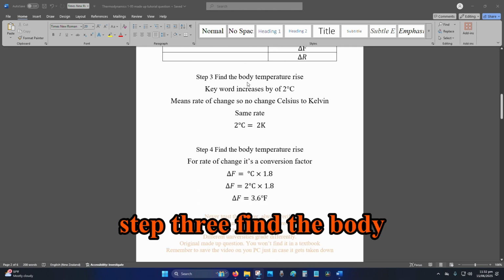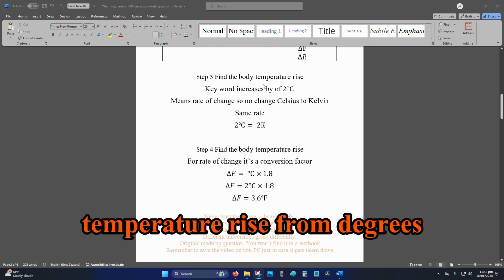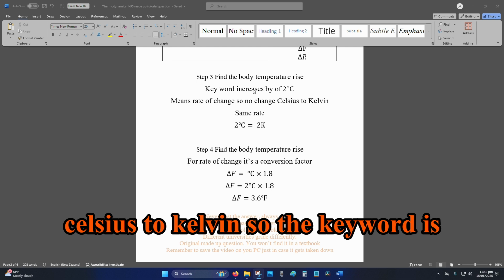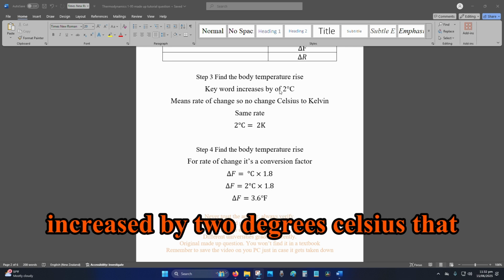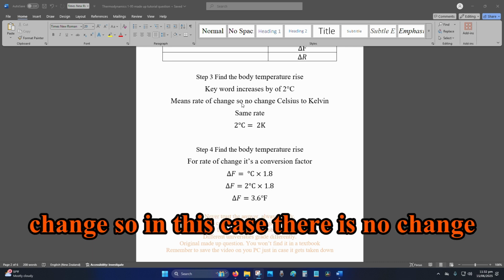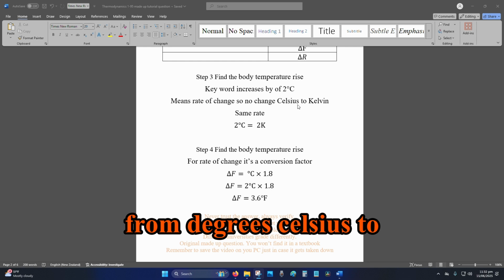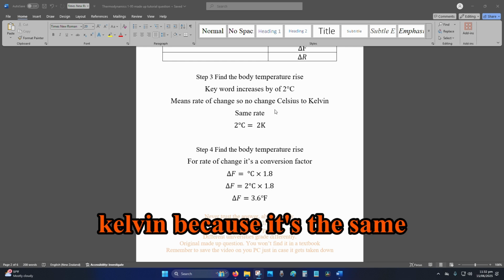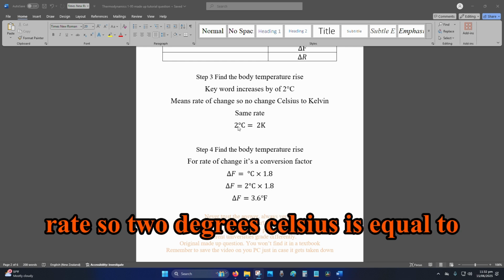Step 3, find the body temperature rise from degrees Celsius to Kelvin. So the keyword is increase by 2 degrees Celsius. That means it is the rate of change. So in this case, there is no change from degrees Celsius to Kelvin because it's the same rate. So 2 degrees Celsius is equal to 2 Kelvin.